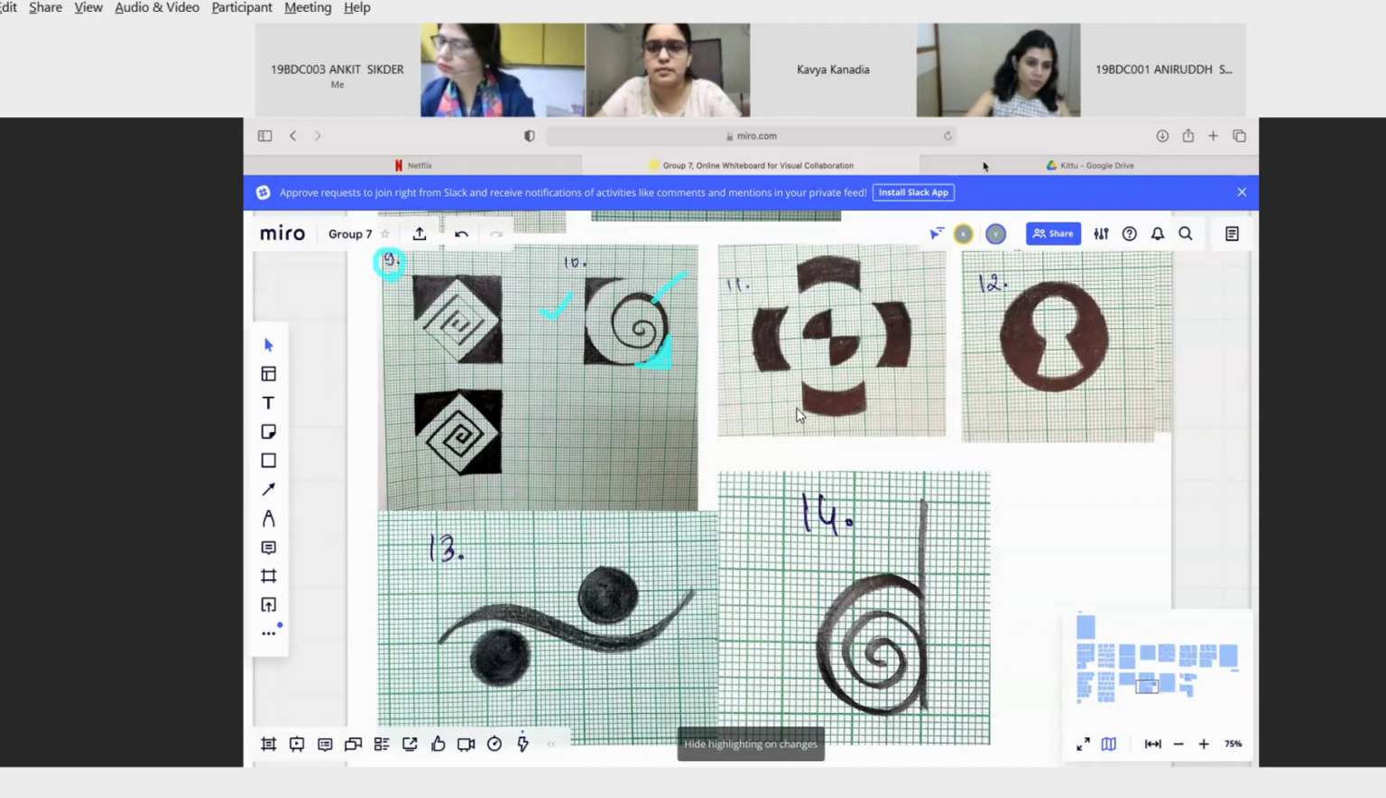I think I agree with you. I think the 10th one, the idea of this square going into a circular sort of spiral, is more interesting. It gives me this idea of transition. I think it's just visually more interesting. I agree with everything Priya said.